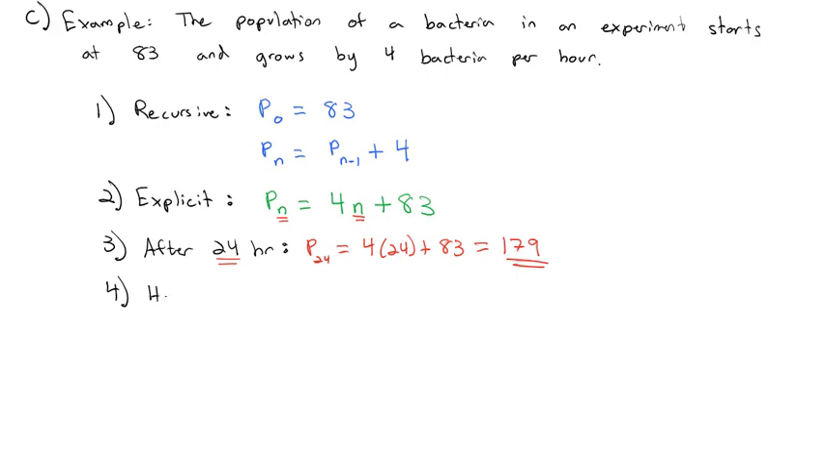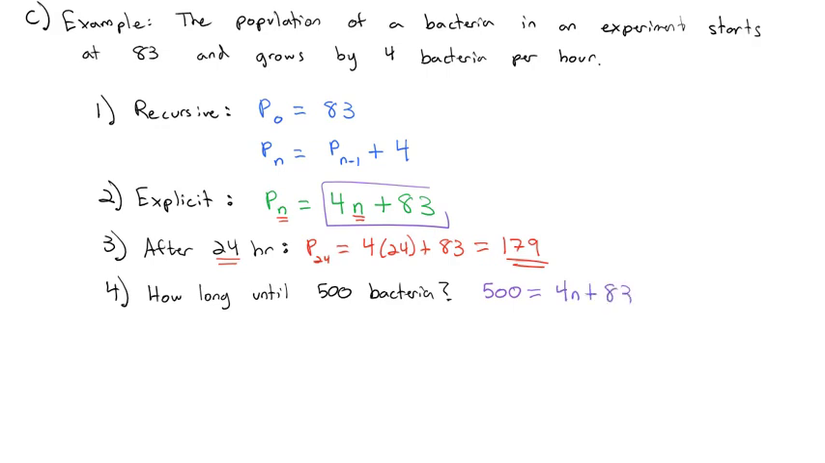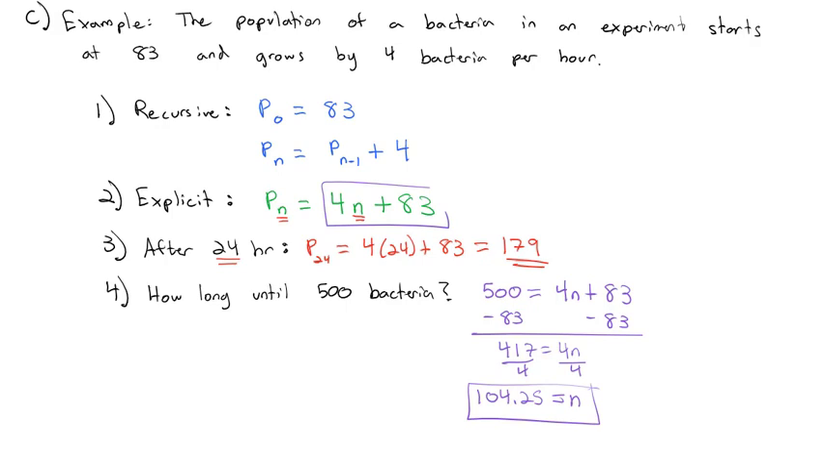We can even approach it the other way and say, how long until there's 500 bacteria? Well, the 500 in this case is the answer, the population. So 500 would be equal to 4n plus 83. And this becomes a simple two-step equation we can solve for the number of hours by subtracting 83 from both sides to get 417, and dividing both sides by 4 to get the number of hours is 104.25 hours. And depending on how we want to round, we might call that 104 hours, 105 hours, or we might leave it at 104 hours and 15 minutes, a quarter of an hour.